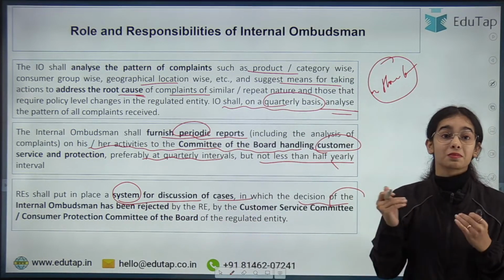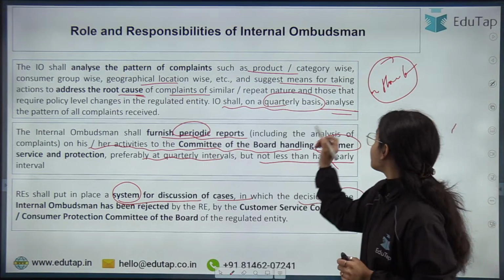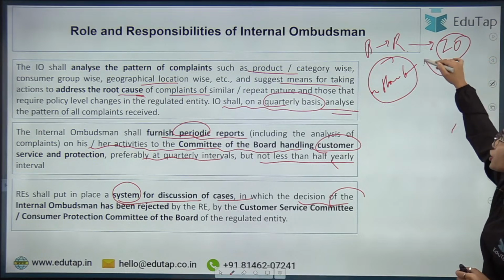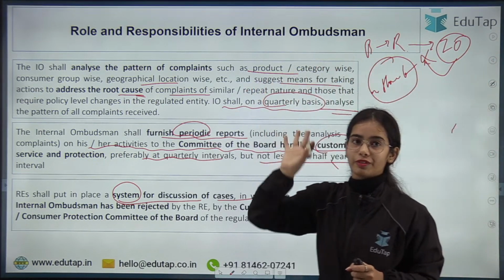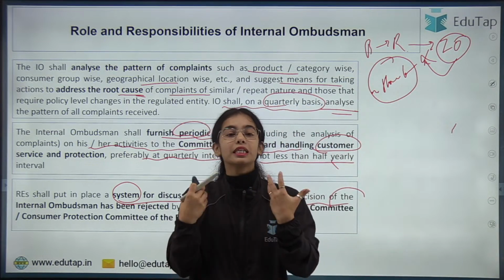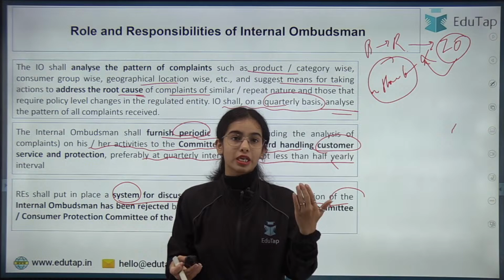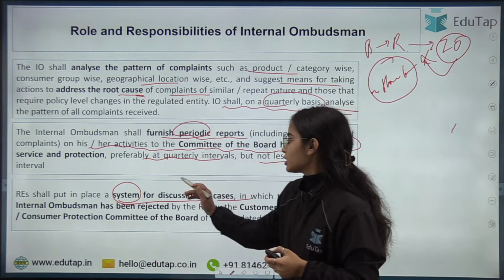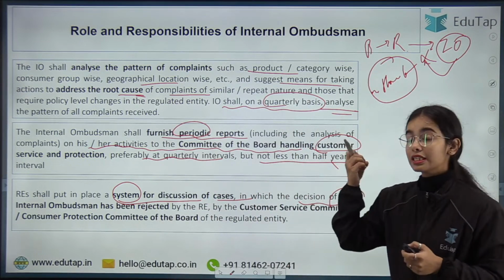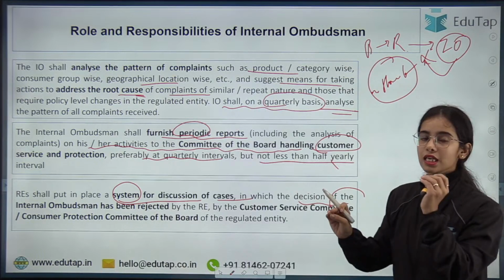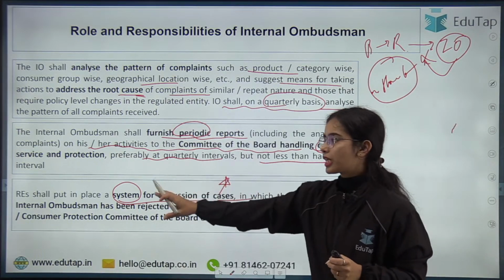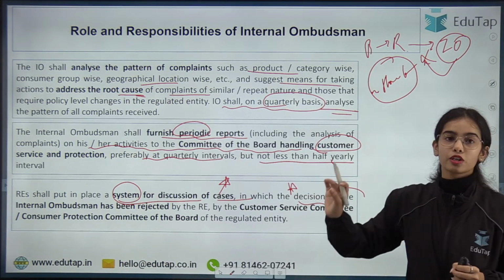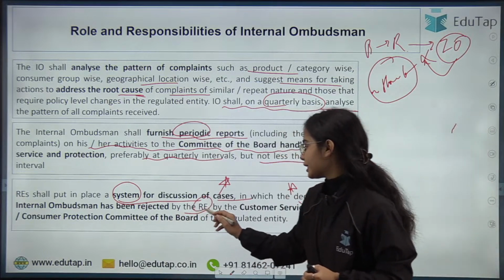The regulated entity shall put in place a system for discussion of cases in which the decision of the internal ombudsman has been rejected. Let's say the bank has rejected a complaint, the internal ombudsman has said that this complaint should not be rejected and the bank has to resolve it. Even after the internal ombudsman has said that this complaint is valid and should be resolved, the bank is still not resolving it. So if the bank has rejected the decision of the internal ombudsman, there should be a discussion. The regulated entity shall put in place a system for discussion of cases in which the decision of the internal ombudsman has been rejected by the regulated entity.